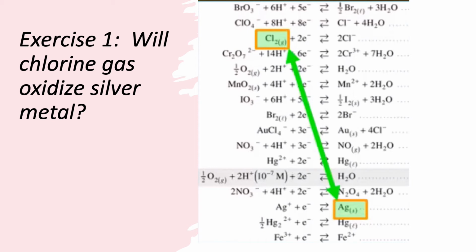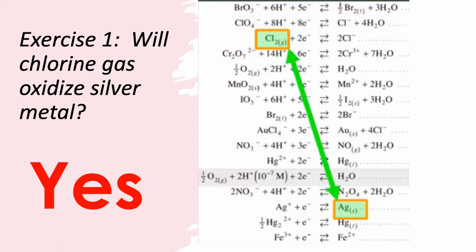Here is an exercise question. Will chlorine gas oxidize silver metal? First, we look at the table. If you connect these two species with a line, it will form a backslash. As a result, the reaction is spontaneous. So, yes, chlorine gas will oxidize silver metal.